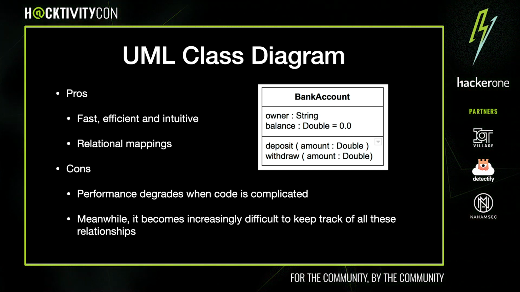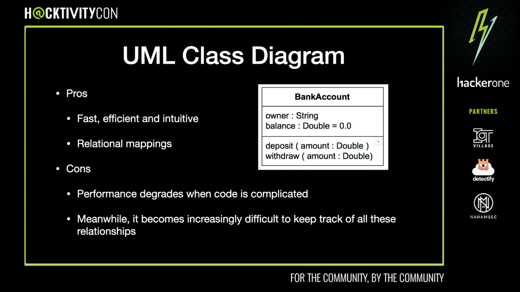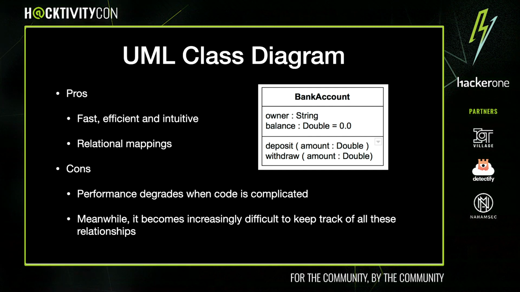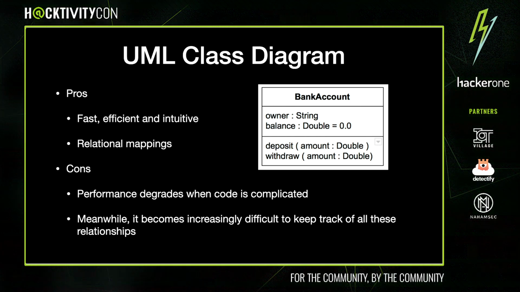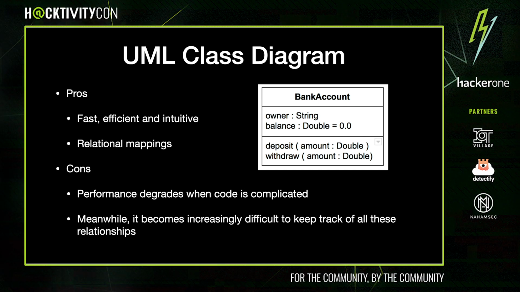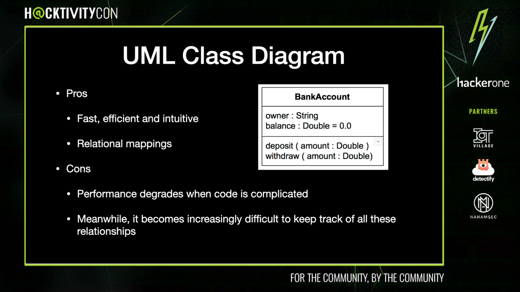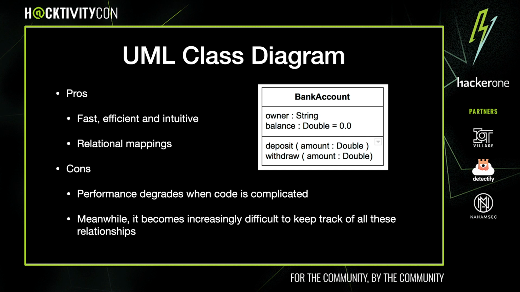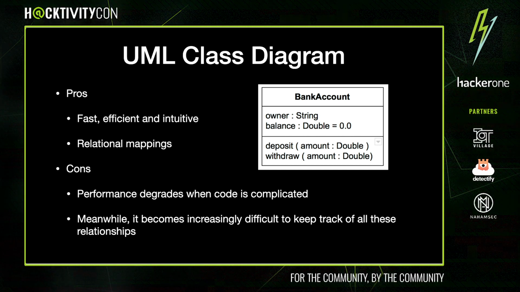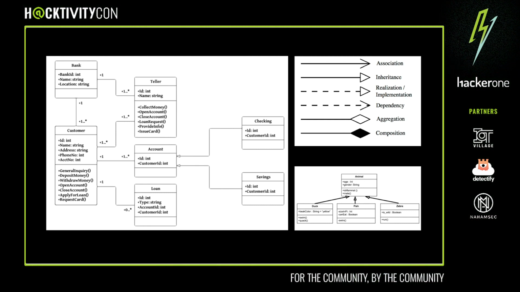The second one, the UML class diagram, is a graphical notation used to construct and visualize object-oriented systems. A class diagram in the Unified Modeling Language is a type of static structure diagram that describes the structure of a system by showing the system's classes, attributes, operations, and relationships among objects. Here are some class diagrams in UML.